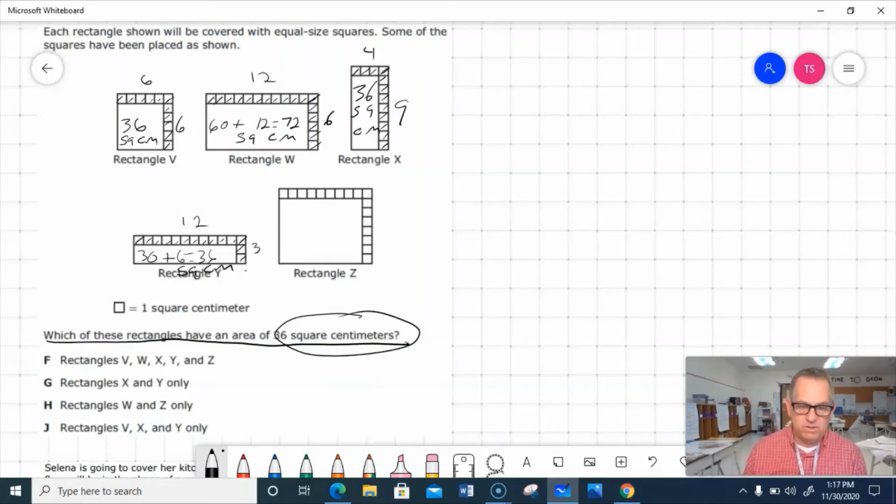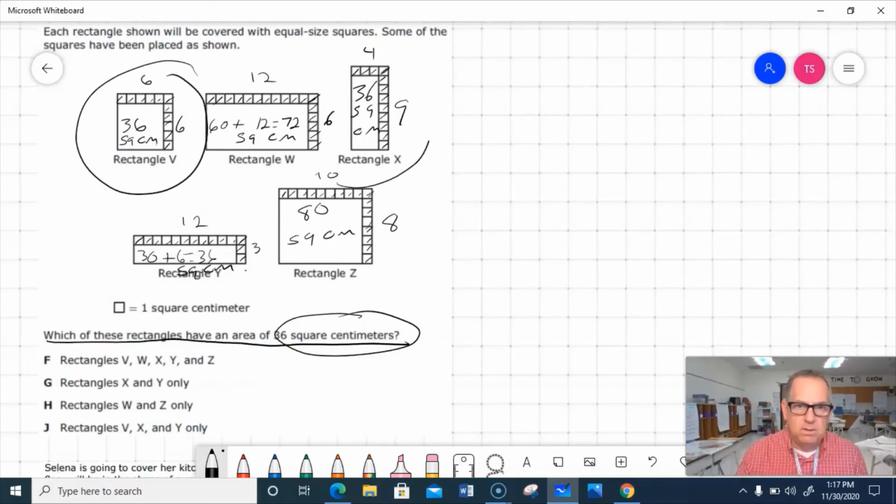And the last one, rectangle Z. What is the area of rectangle Z? Okay, let's check it. That is 1, 2, 3, 4, 5, 6, 7, 8, 9, 10, 10 by 1, 2, 3, 4, 5, 6, 7, 8. So it's 10 by 8. I know my 10s really well. That would be 80 square centimeters. Okay, so I'll go ahead and circle the ones that are 36 square centimeters. It looks like rectangle V, rectangle X, and rectangle Y.